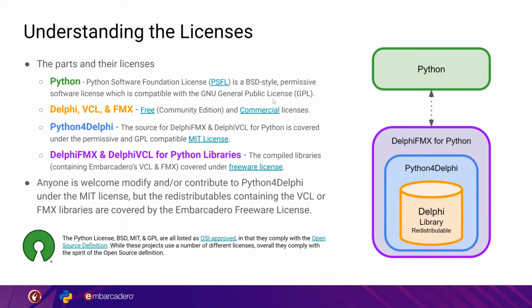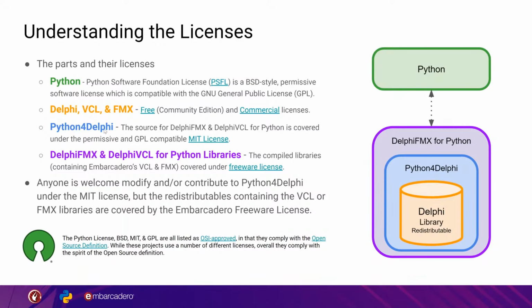BSD, so there's two different types of open source licenses. You have the GPL copyleft licenses, which require all the modifications you make or all the code you add to also be under the GPL if you redistribute it, or the permissive ones like MIT and BSD, which let you do pretty much whatever you want as long as you properly attribute it. So it's a permissive license, but it is compatible with GPL, which is important.